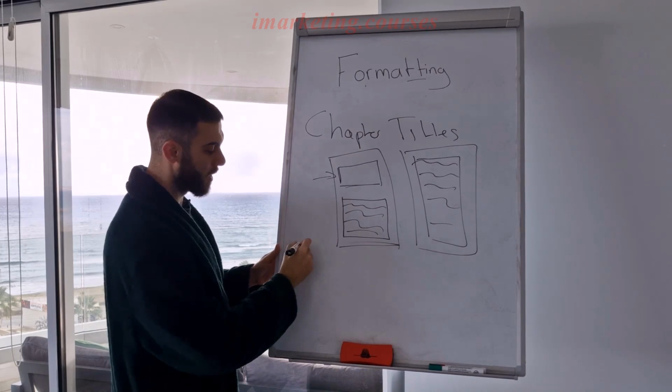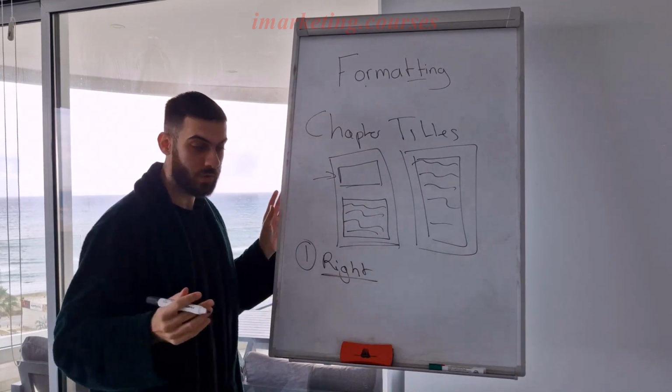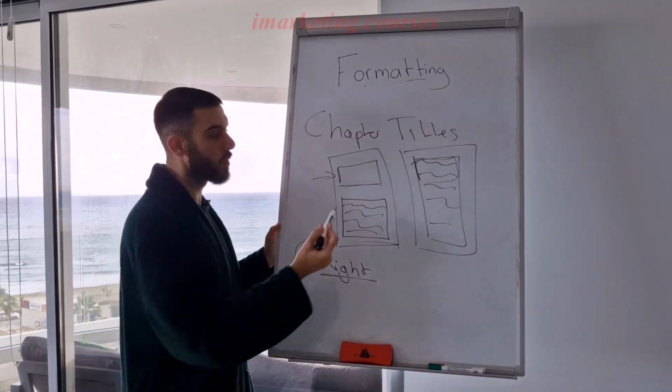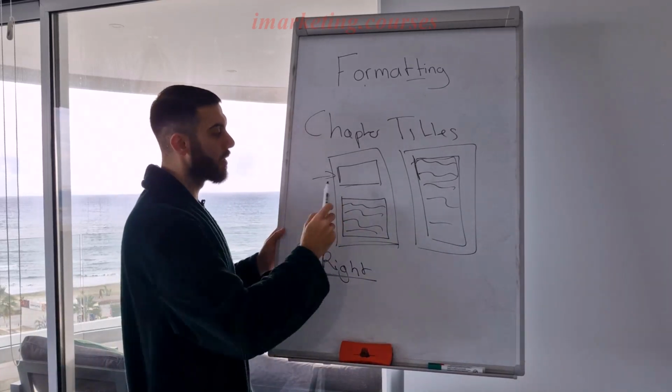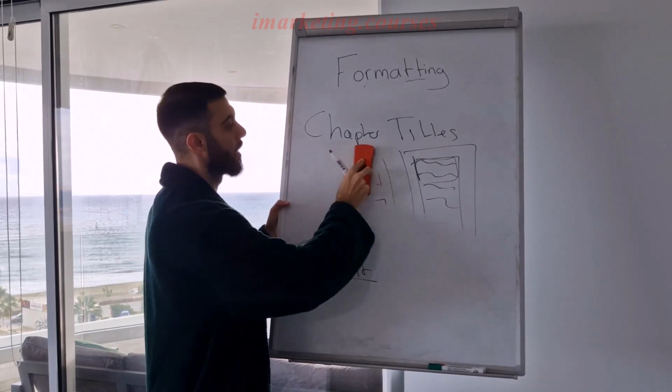First thing you need to know is you always start your chapter on the right page. You always start your chapter on the right page, because when someone's reading your book, you always want the chapter to start over here. Even though I drew it on the left, now you know you always start on the right. So let me actually take this away and draw it again. Draw it correctly on how it should look like.